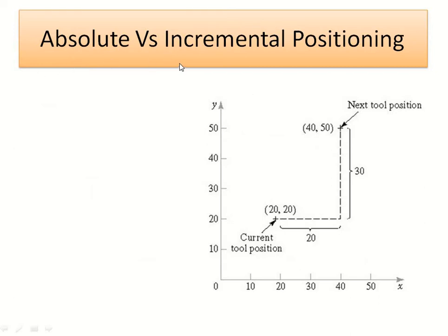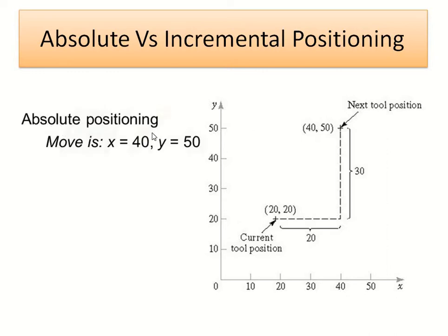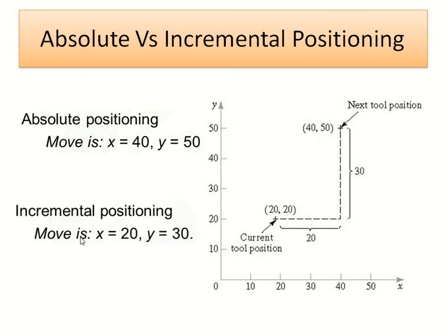Similarly, absolute versus incremental positioning. For an absolute position move, we can use X40 and Y50, so it moves directly to the position 40, 50. For an incremental position move, X20 and Y30, it moves 20 and 30 from the current position. The current position is 20, so it cannot go directly to the next position; it goes incrementally by 20 and 30.